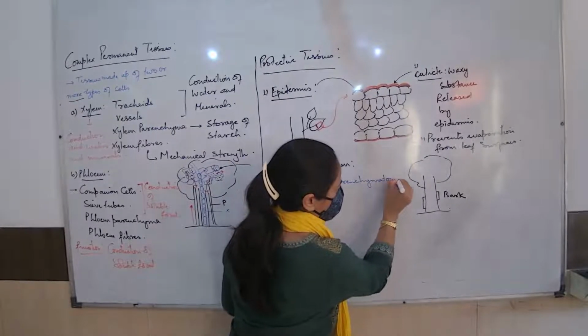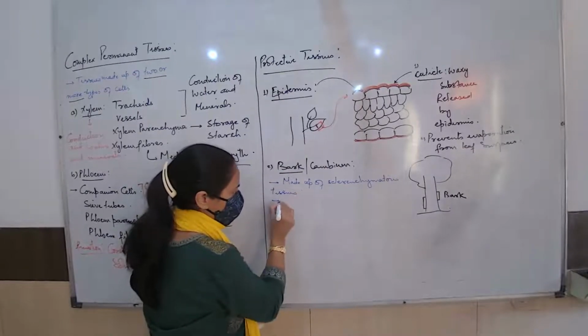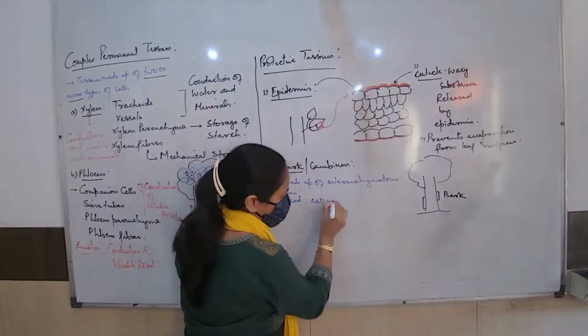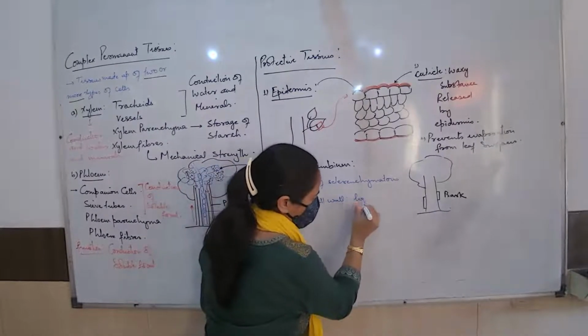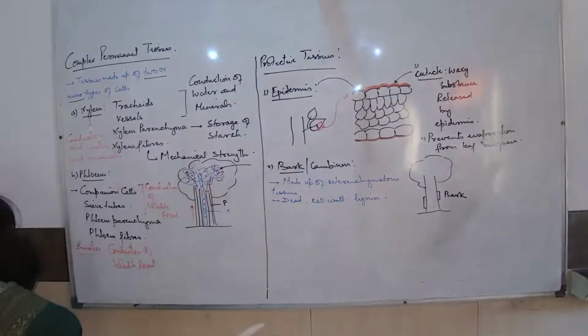If they are made up of sclerenchymatous tissues, should they be living or dead tissues? They are all dead tissues. And the cell wall is made up of what? The cell wall is made up of lignin. So all these features remain exactly the same as what we studied for sclerenchyma.